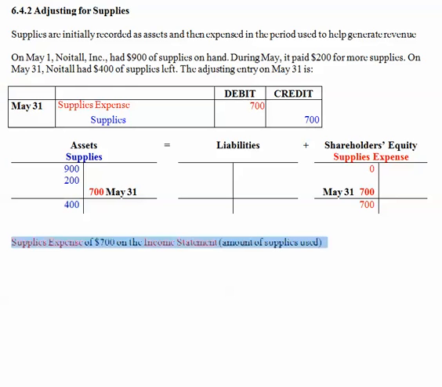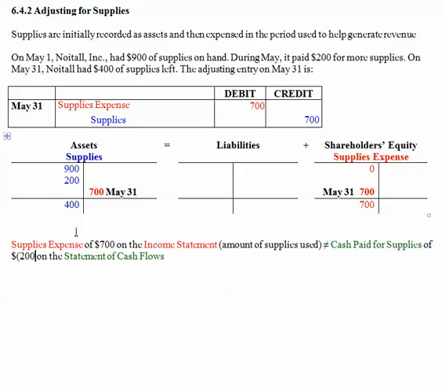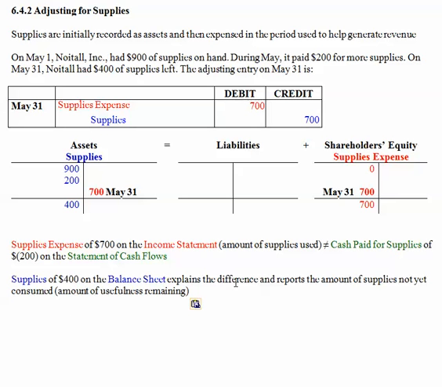As far as the financial statements go, your income statement will show that you used $700. It's not going to show how much you paid though. That's what the cash flows will show, the amount paid for supplies, and that will be 200 on your statement of cash flows. And actually, it's a negative 200 because it's cash going out. So those aren't the same, and the reason is you still have supplies on your balance sheet. That supplies of 400 on your balance sheet shows how much you have yet to consume that you've already purchased.